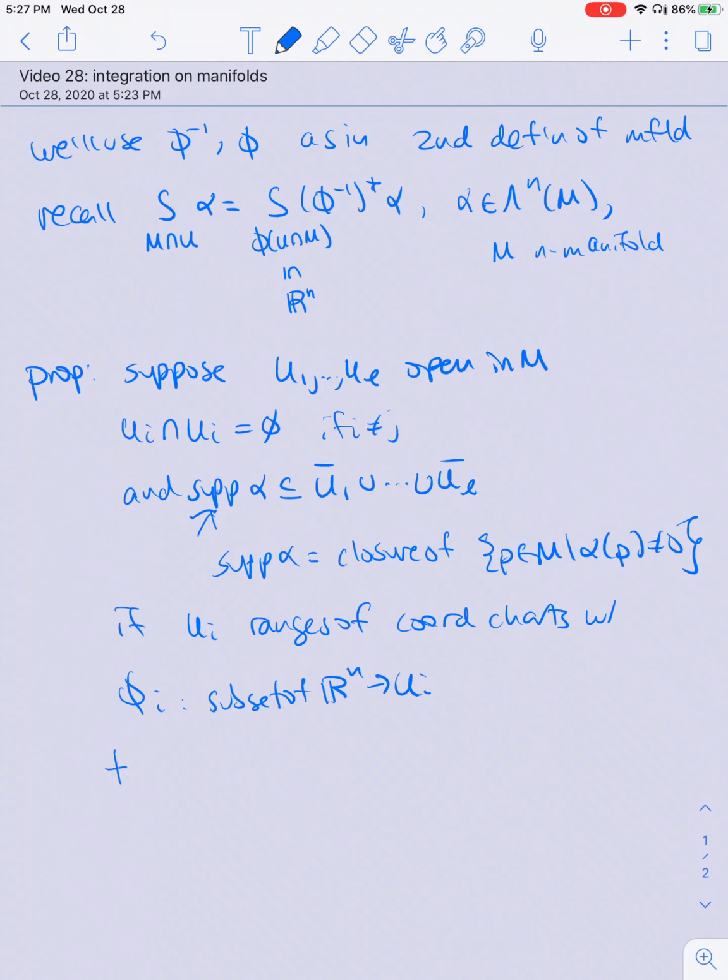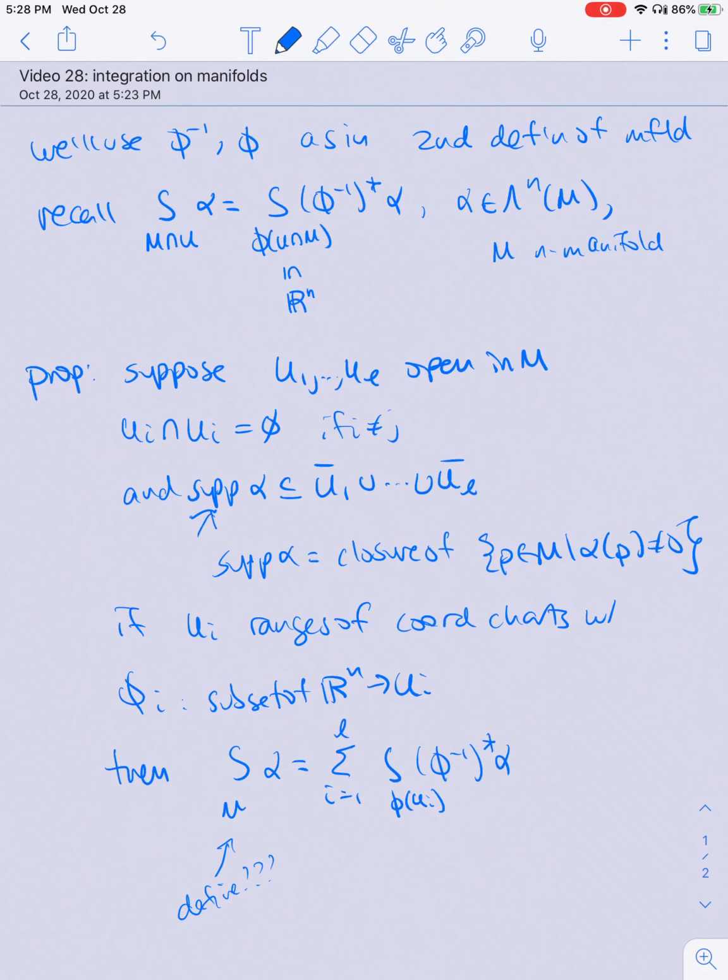then I can compute the integral of alpha over M, and it's equal to the sum from i equals 1 to L of the integral over phi of Ui of phi inverse pullback of alpha. And here, remember, Ui is a subset just of M. It's not a subset of the ambient larger Euclidean space, so this phi of Ui makes sense. I haven't actually defined what this is yet.